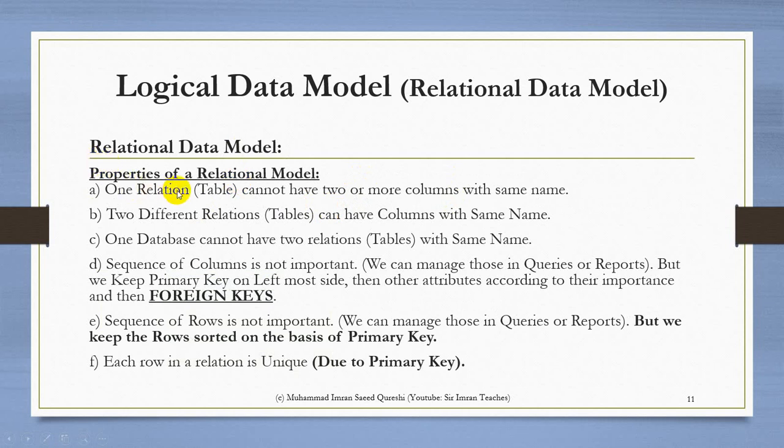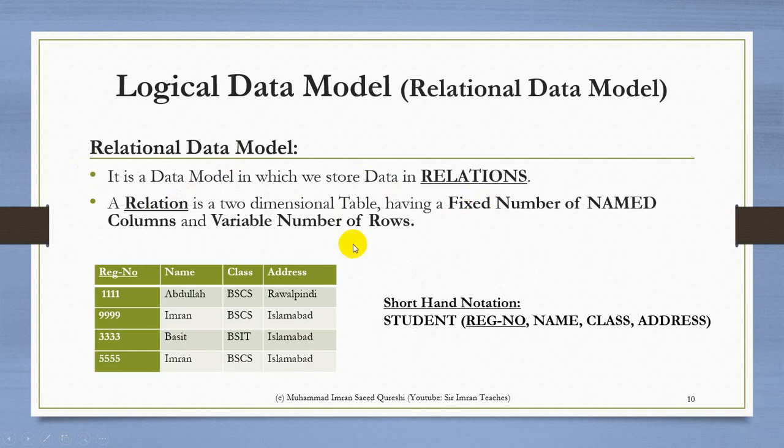Number one, a relation or a table cannot have 2 or more columns with the same name. That means if I have reg number, name, class, address, and I make another column, that is name, I cannot do that, because in one student table we cannot have two columns with the same name. You may say that, sir, this name will contain father's name. Then I will ask you to create another attribute, that is father's name, because two columns with the same name cannot exist in a table. It is a property of a relation.